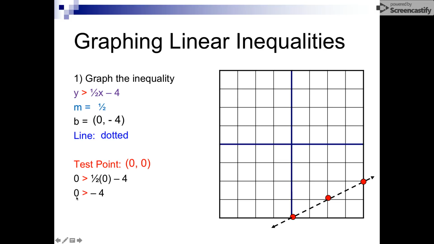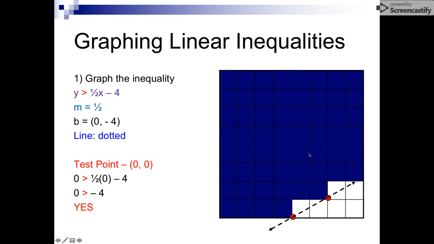Now, the reason why we did this is we have to figure out if this statement is true. Is 0 greater than -4? Yes, it is. So therefore, what that means is this test point, the origin, where my cursor is facing, and every other point on the top side of our line is going to be shaded.